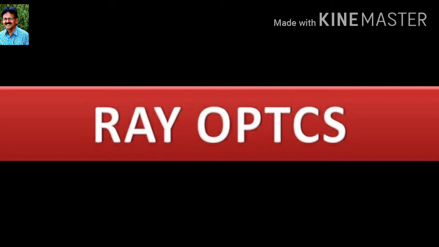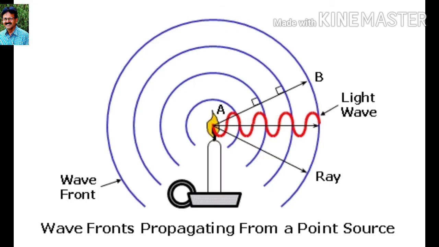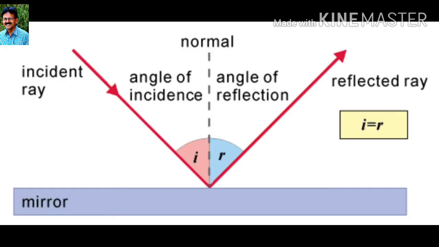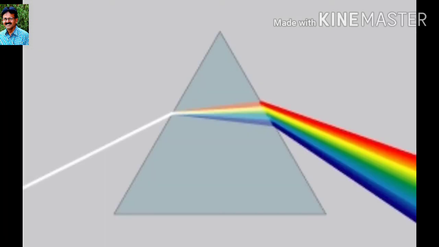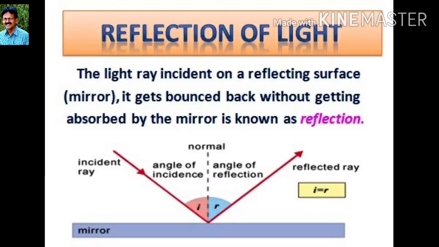Now we discuss ray optics. A light wave can be considered to travel from one point to another along a straight line. Joining these 2 points, the path is called a ray of light, and a bundle of such rays constitutes a beam of light. In this chapter, we study some phenomena like reflection, refraction, and dispersion of light using the ray picture of light.